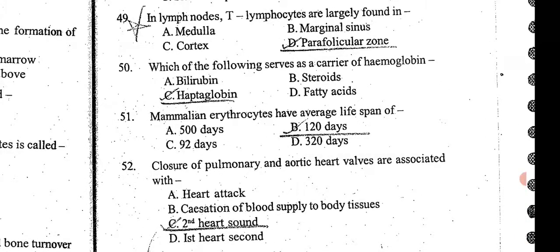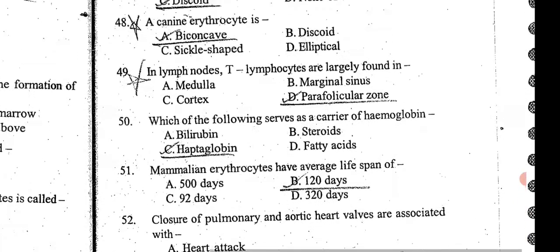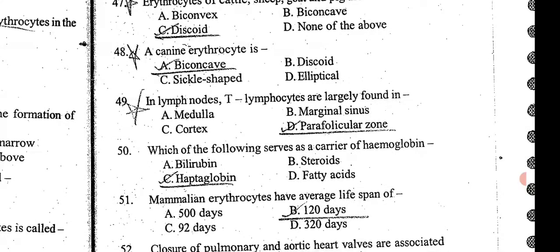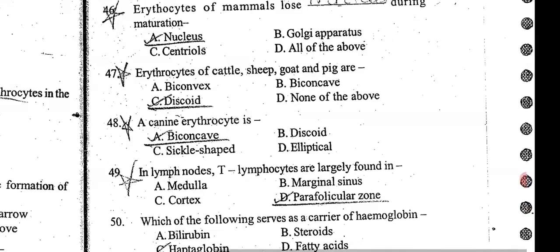Haptoglobin serves as the carrier of hemoglobin. And in lymph nodes, T lymphocytes are largely found in the parafollicular zone. Parafollicular zone is the zone where T lymphocytes are formed, and parafollicular zone is present in lymph nodes. Canine erythrocytes are biconcave and those of the ruminants are discoid.